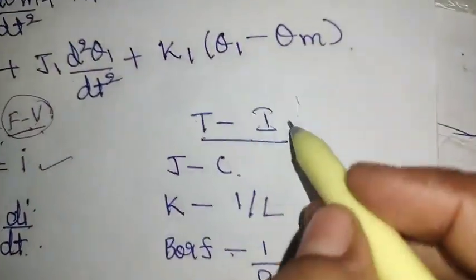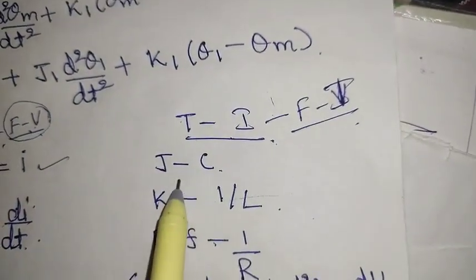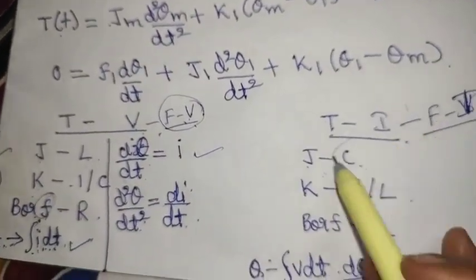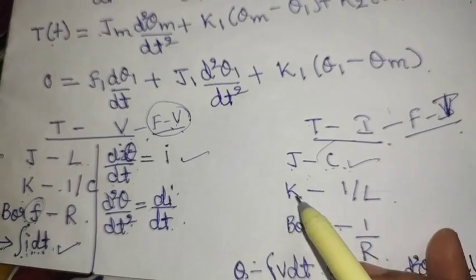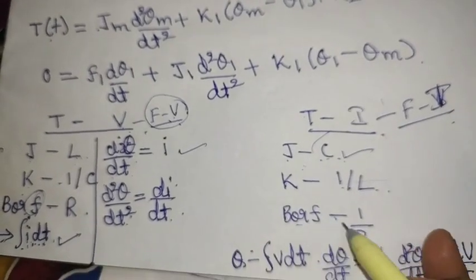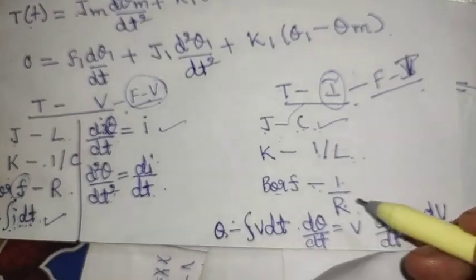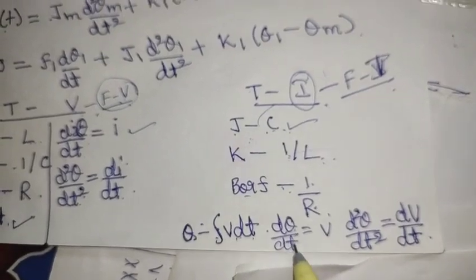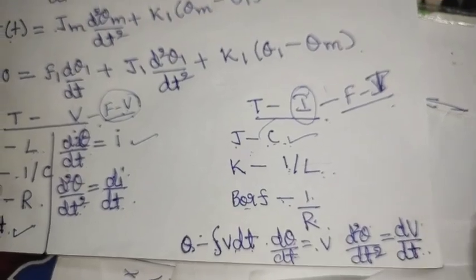Similarly, you can remember the force-current analogy. J is replaced by capacitance. Here J was replaced by inductance, so what is left? Capacitance. So if it is L there, here you will get C. And one more thing, K is replaced by 1 by L, and B is replaced by 1 by R. So when it comes to current, both are 1 by L and 1 by R. Here theta is replaced by the integration of V into dt, d theta divided by dt is replaced by V, and d square theta divided by dt square is replaced by dV by dt. So after knowing these things, you just need to replace.